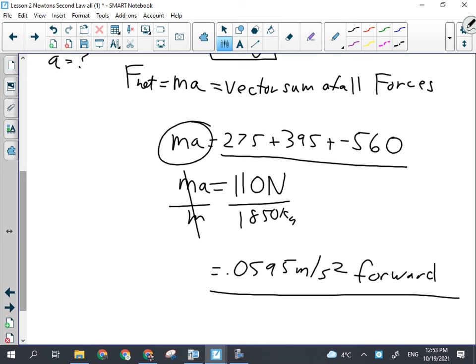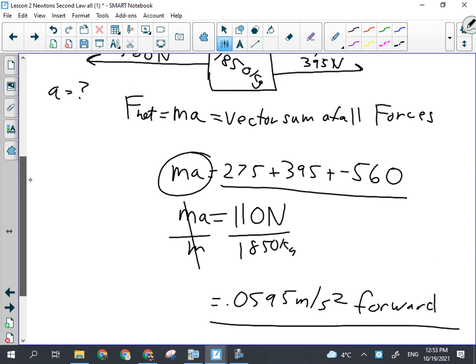Sometimes you'll have to do the m times a first because you'll actually have the acceleration and it'll be asking you what force is missing. So this question could have been worded: the car is accelerating at 0.06 meters per second squared forward and it's being pushed by two people, here are their forces, find the force of friction. Then I would have to work backwards. I'd find what my net force was, 110, by multiplying m times a, and then I'd figure out what the missing force was. But they can go either way. In the end, it's always going to be those two steps: m times a and vector sum of all forces in every Newton's second law problem.